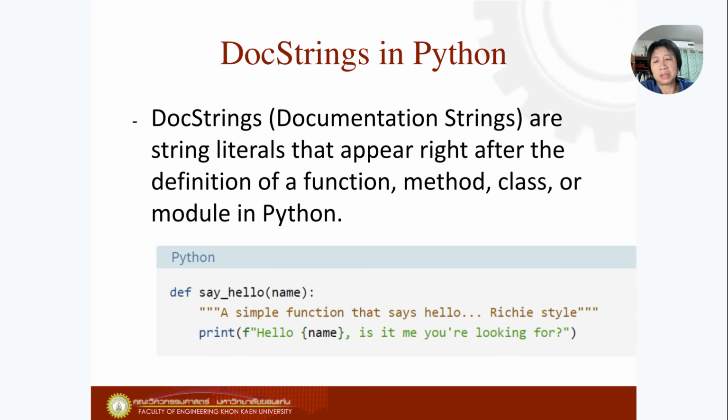Okay, the next topic that we're going to learn is docstring. Docstring here means documentation string. They are string literals that appear right after the definition of a function, method, class, or a module. So here, this is the documentation string for the method because it appears right after the method definition.